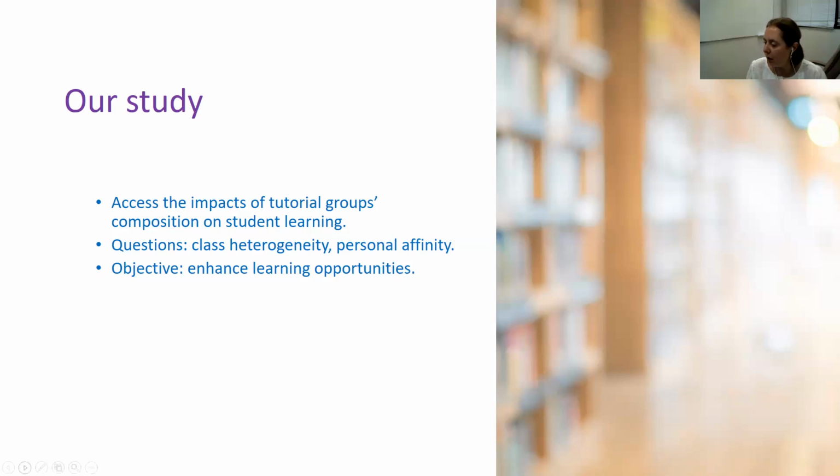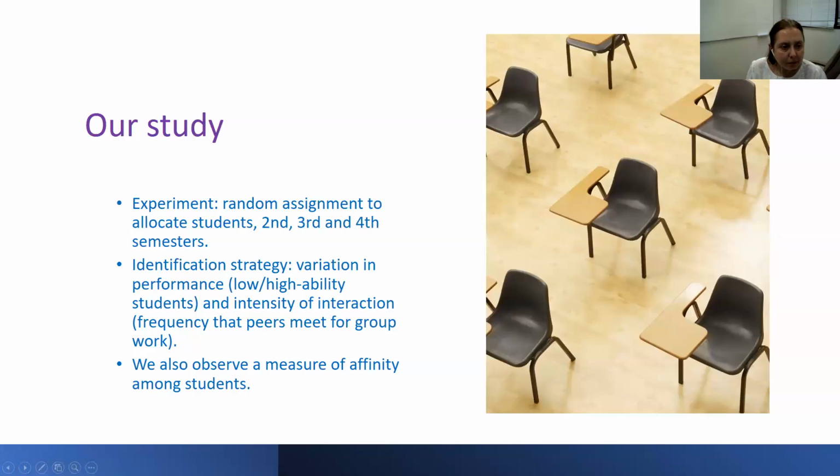So we conducted an experiment, and what we did was randomly allocate students to tutorial groups of subjects starting in the 2nd, 3rd, and 4th semesters. And the identification of peer effects explores the variation both in terms of the share of low and high ability students we have in each tutorial group, as well as the frequency that peers meet for group work.